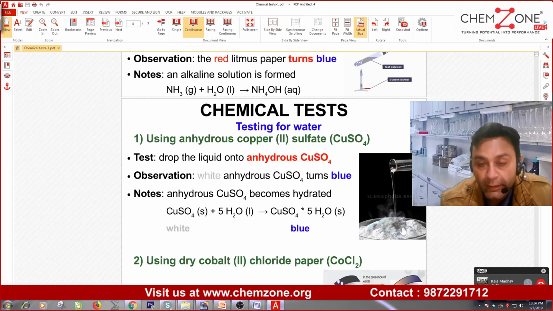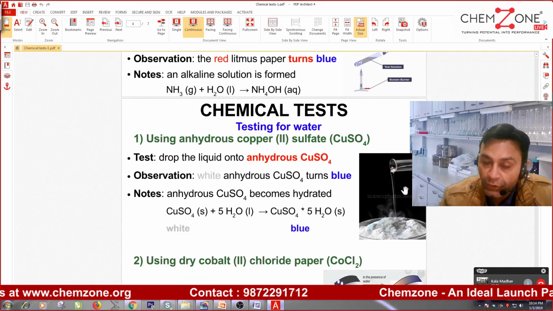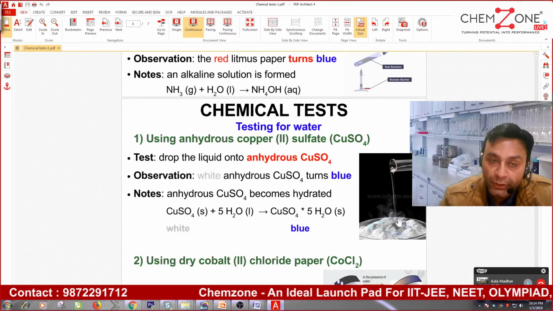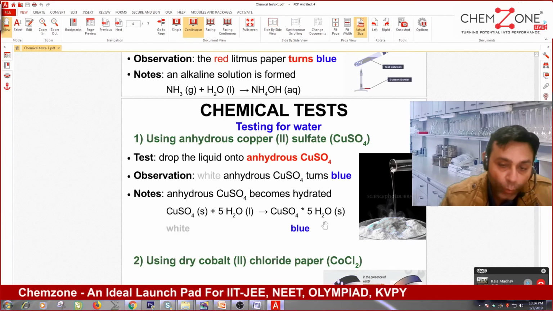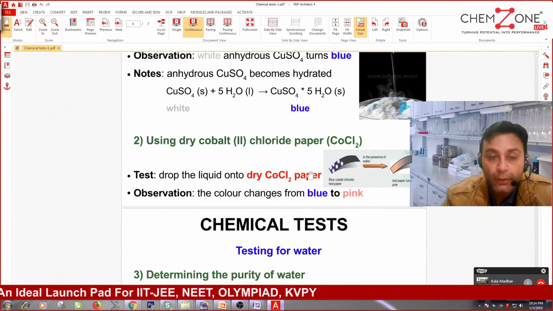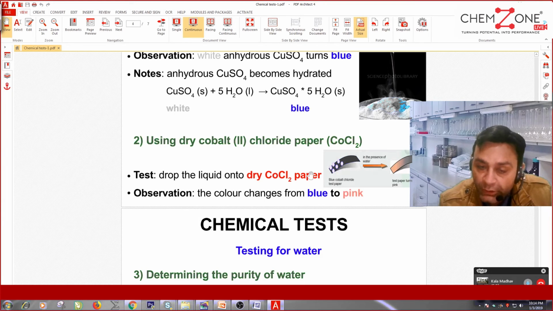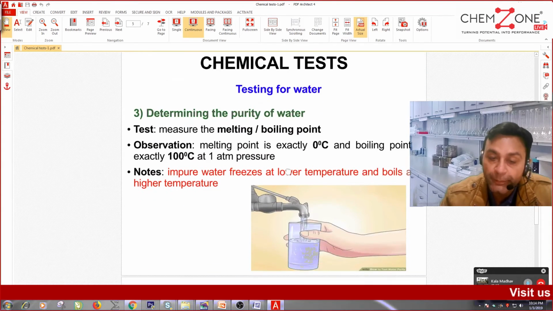If it is an acid, if it is sulfuric acid or any other thing, it will not turn to blue. Suppose here we have only alcohol. Alcohol will not turn the copper sulfate to blue. It is only water that will turn it, right? Using dry cobalt chloride paper, blue to pink. When it comes in contact with water, it turns to pink. Now, determine the purity of water. How to determine the purity of water?